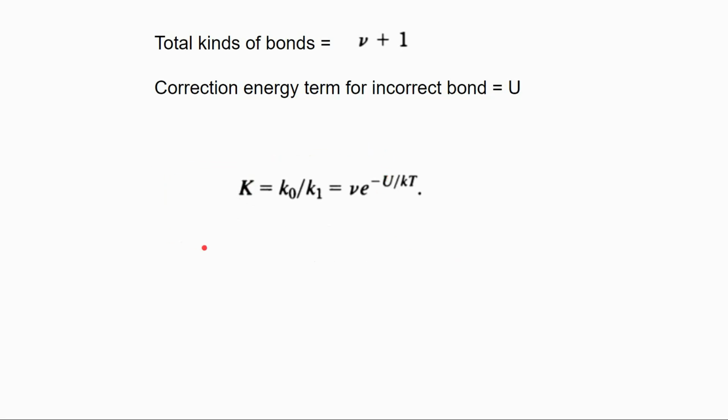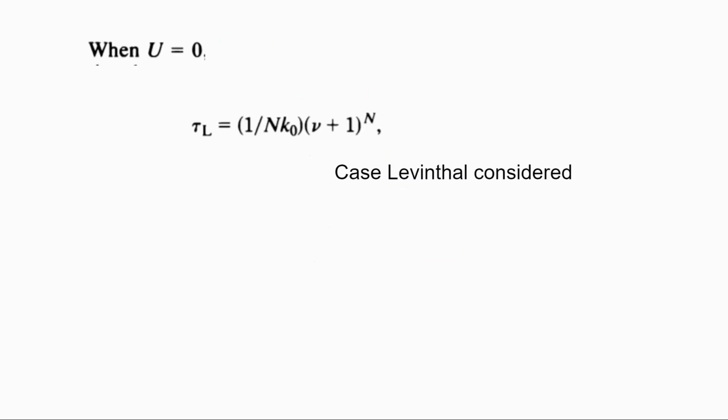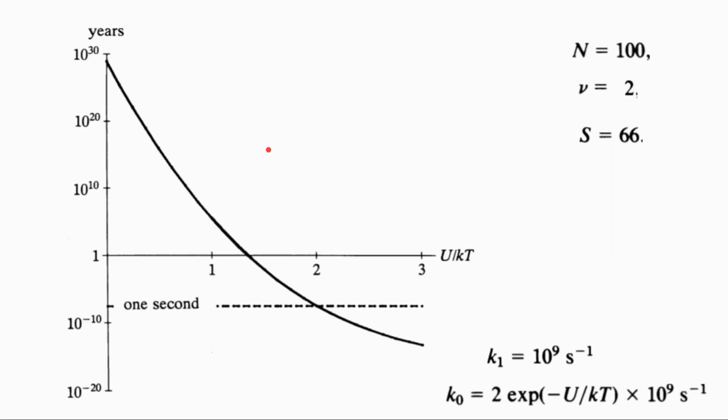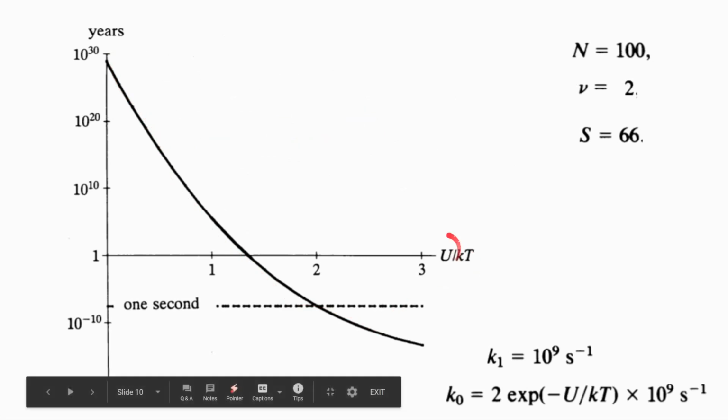Which is another way of saying that the incorrect bonds would be formed less if the bias term increased. Let's consider the case when u is equal to 0. What that means is we didn't introduce a bias, and this would lead to the exact same case that Levinthal imagined. V plus 1 raised to n is the number of possible configurations, and this term is the sampling rate. So the value of this would be an extremely large thing. But since we introduced a bias term, that value would decrease exponentially with that bias term.